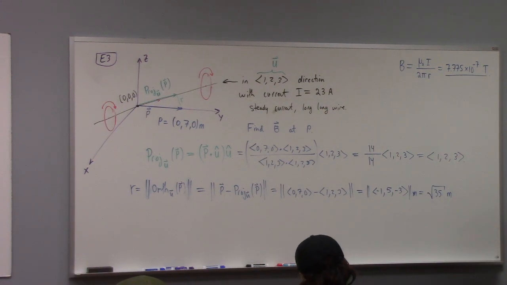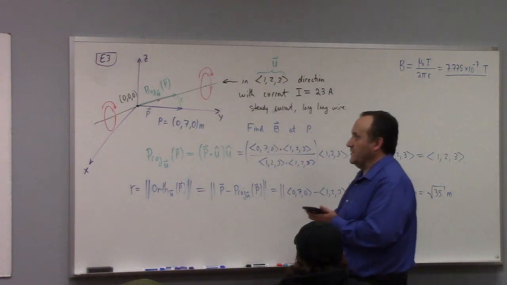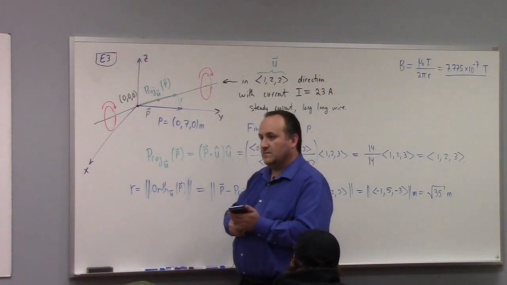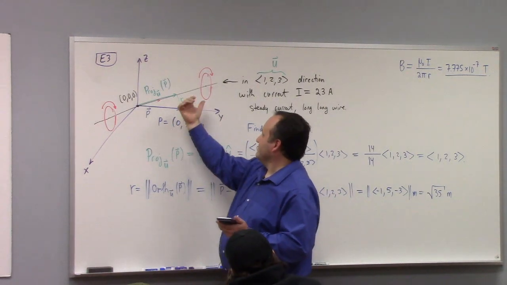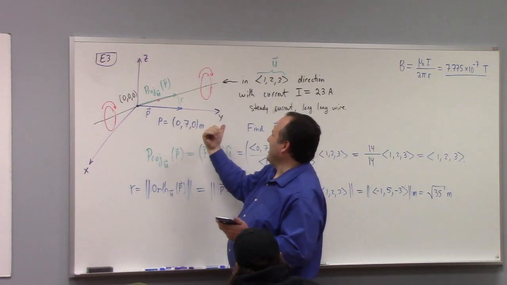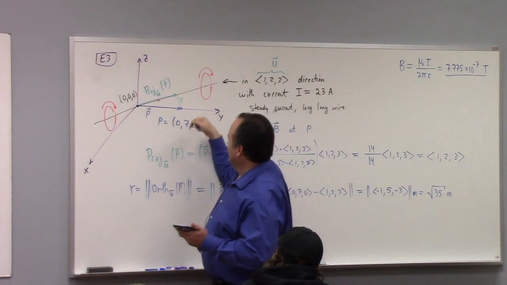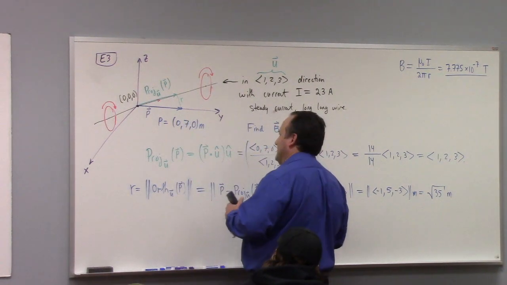Now what's the direction vector though? What direction does the magnetic field go at P? I mean, you can kind of visualize it, right? Maybe I can't visualize it.